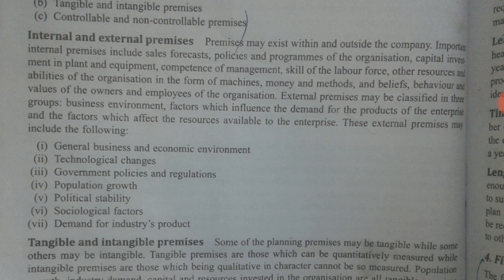On the other hand, intangible means those factors which are out of control, and we cannot predict at what time things might take place. For example, the behavior of the owner. The behavior of the owner for the organization may change also. That time it is intangible, it cannot be predicted, like other business and economic environment. All these things come under intangible premises.